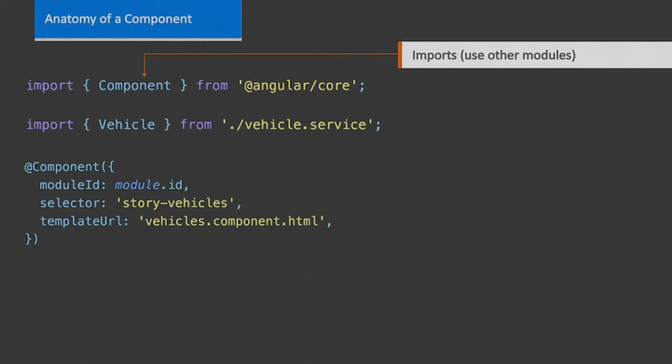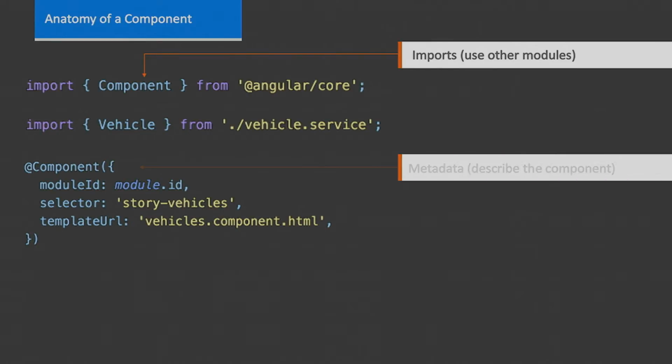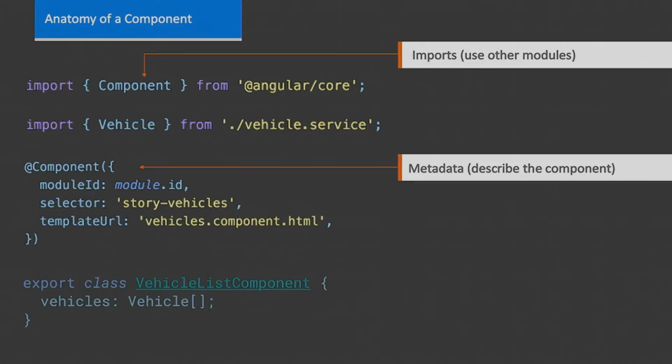So in this metadata, we're telling it the name of the selector is story vehicles. That's going to be the name of the HTML tag that you can put on a page and that this whole thing will represent. And then there's a template URL pointing to the HTML for this, because remember, this is going to be TypeScript code. So the metadata is going to describe it for us.